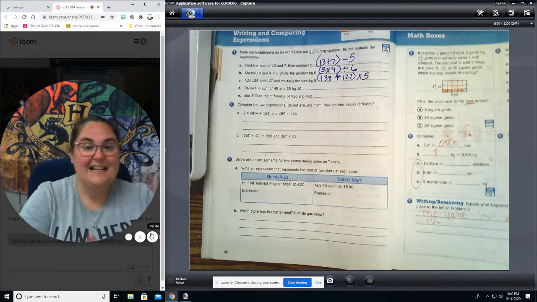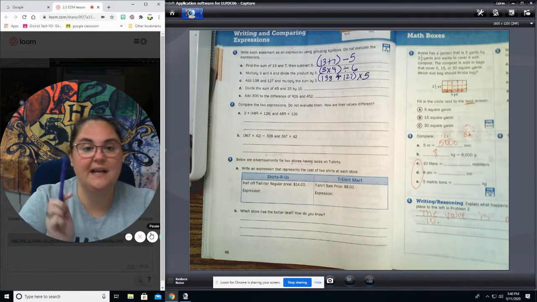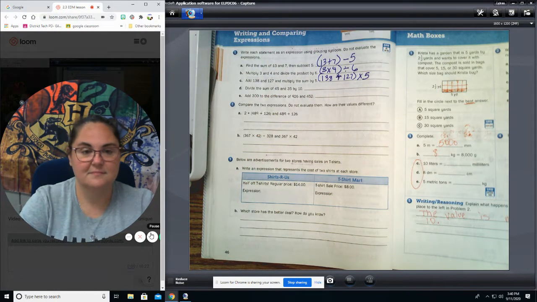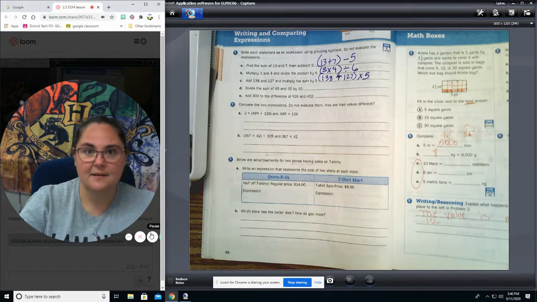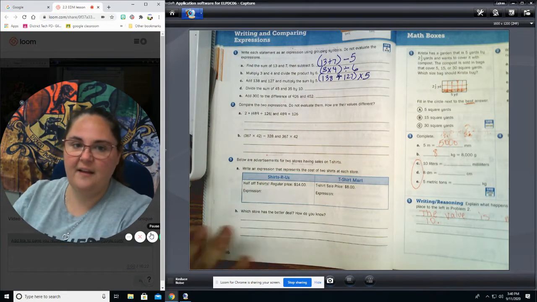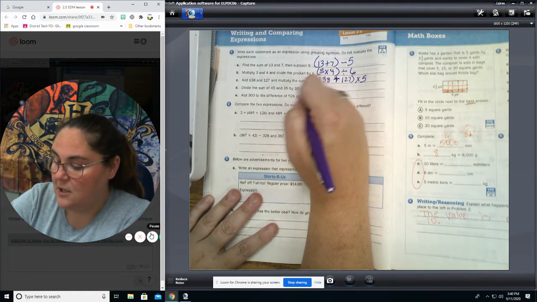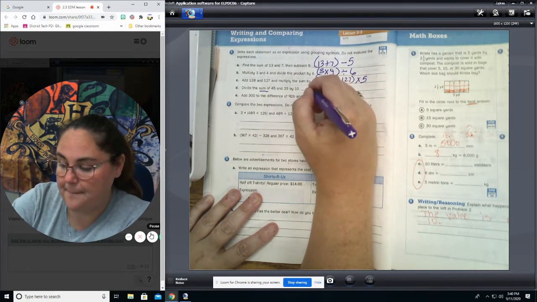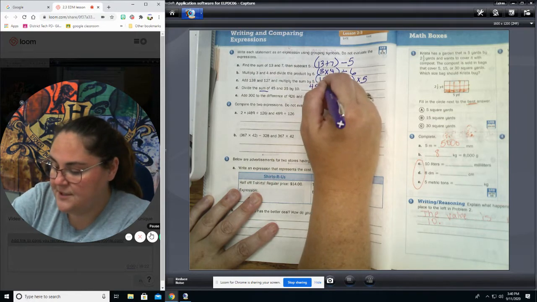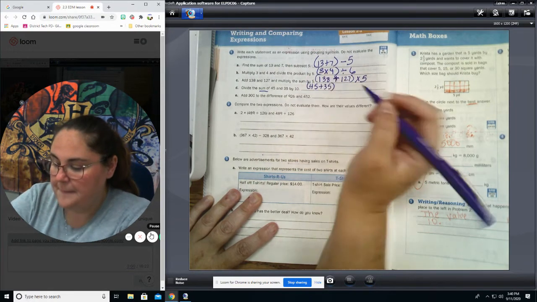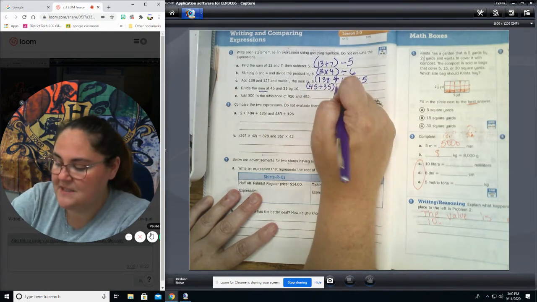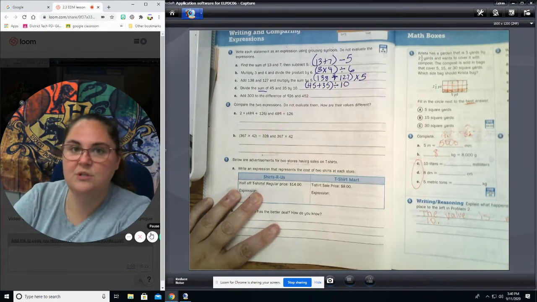All right. This is one of those tricky ones that I told you was going to happen. Divide the sum. Well, do I know the sum yet? So I can't do anything until I find the sum. Divide the sum of 45 and 35 by 10. So I have to divide something by 10. So before I do anything, I have to find that sum. 45 plus 35. And I'm dividing it by 10, which means the divided by 10 goes to the right.